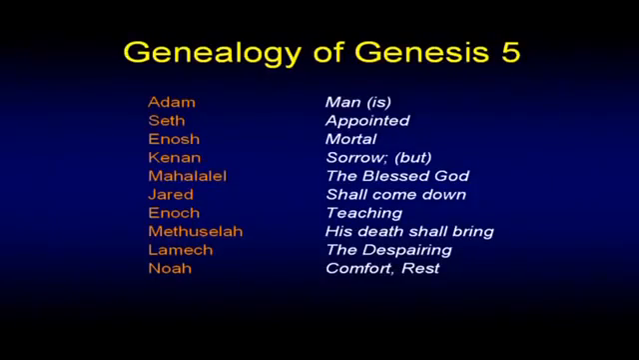Wow, huh? Man is appointed mortal sorrow, but the blessed God shall come down teaching that his death shall bring the despairing comfort or rest. Now, this has a number of implications. It points out that God's program for redemption was not some knee-jerk reaction to Genesis 3. It was planned before the foundation of the world. But it also is something else.